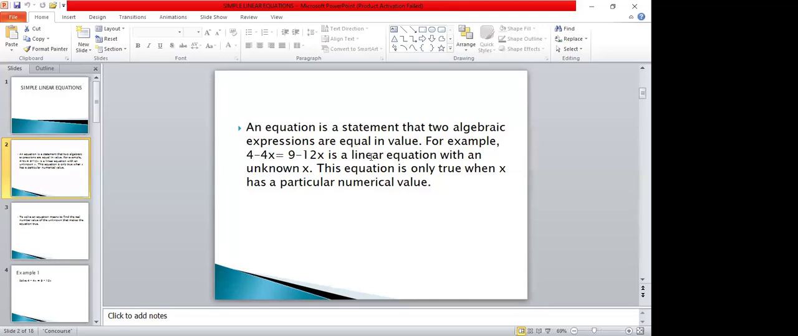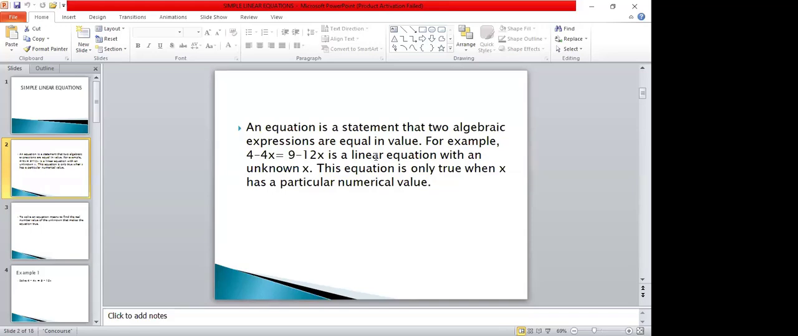Now, why do we call this linear? The word linear means straight. So why do we call it linear equation? It is because when we draw the graph of this equation, we obtain a straight line graph. So a straight line is usually obtained whenever we draw a linear equation, and that is why it is named linear equation.